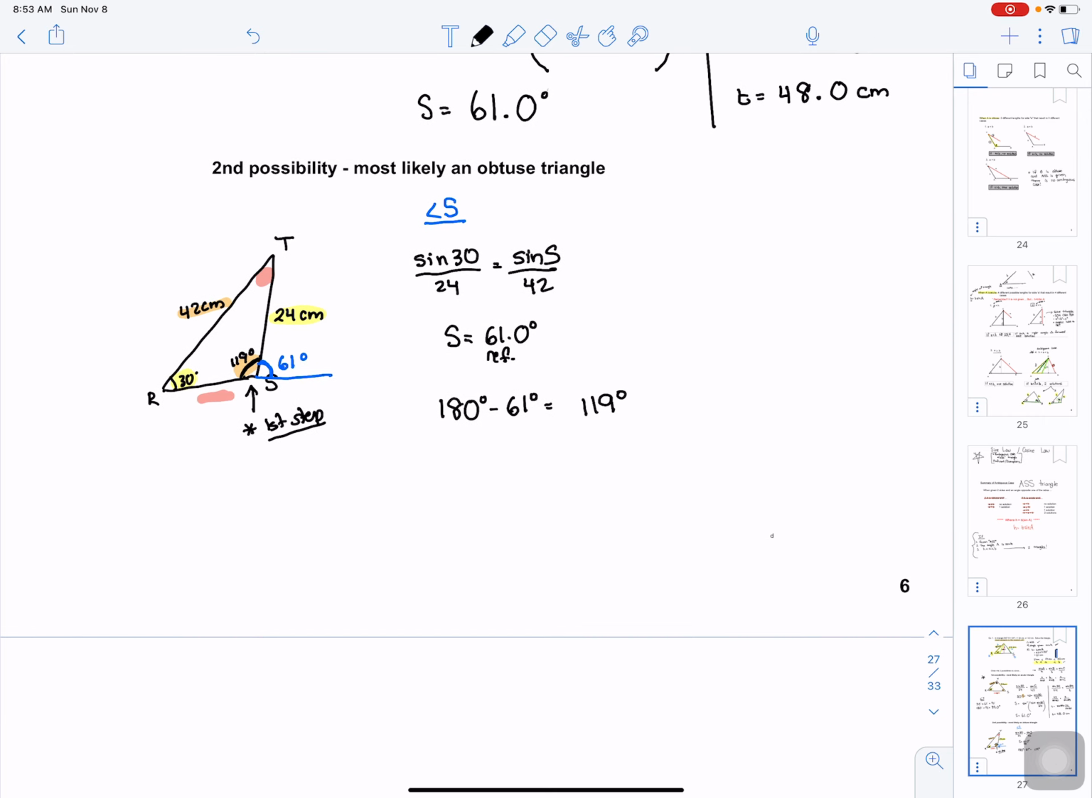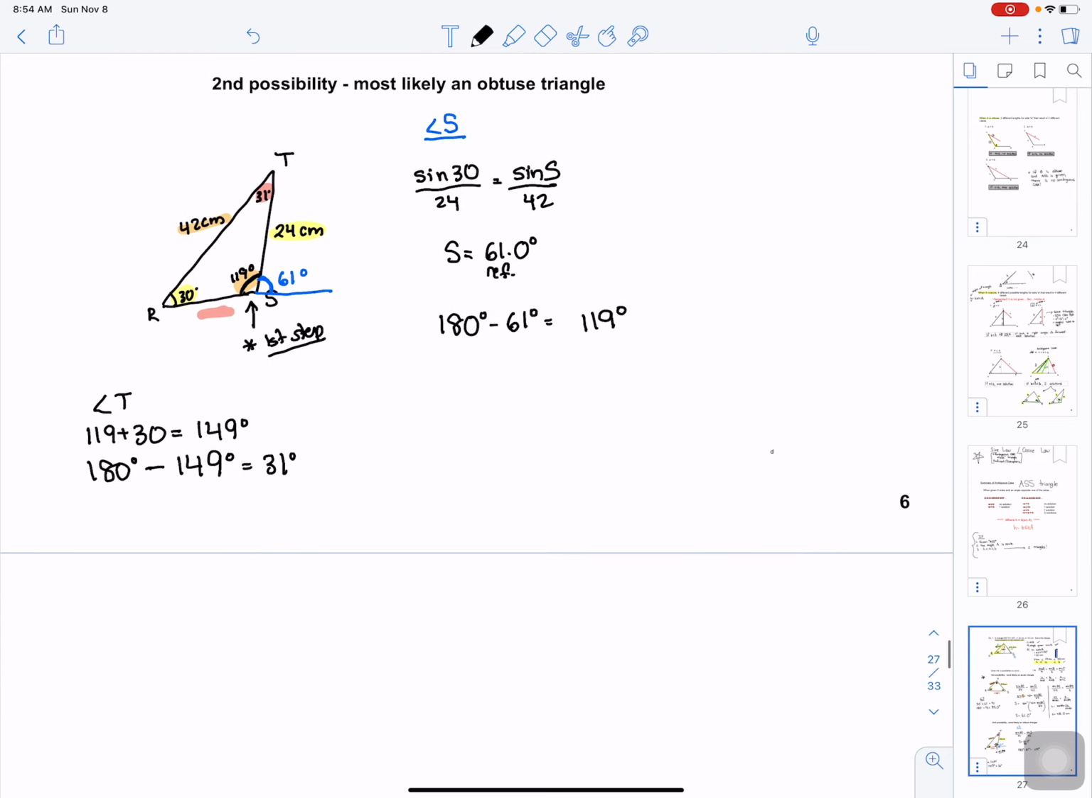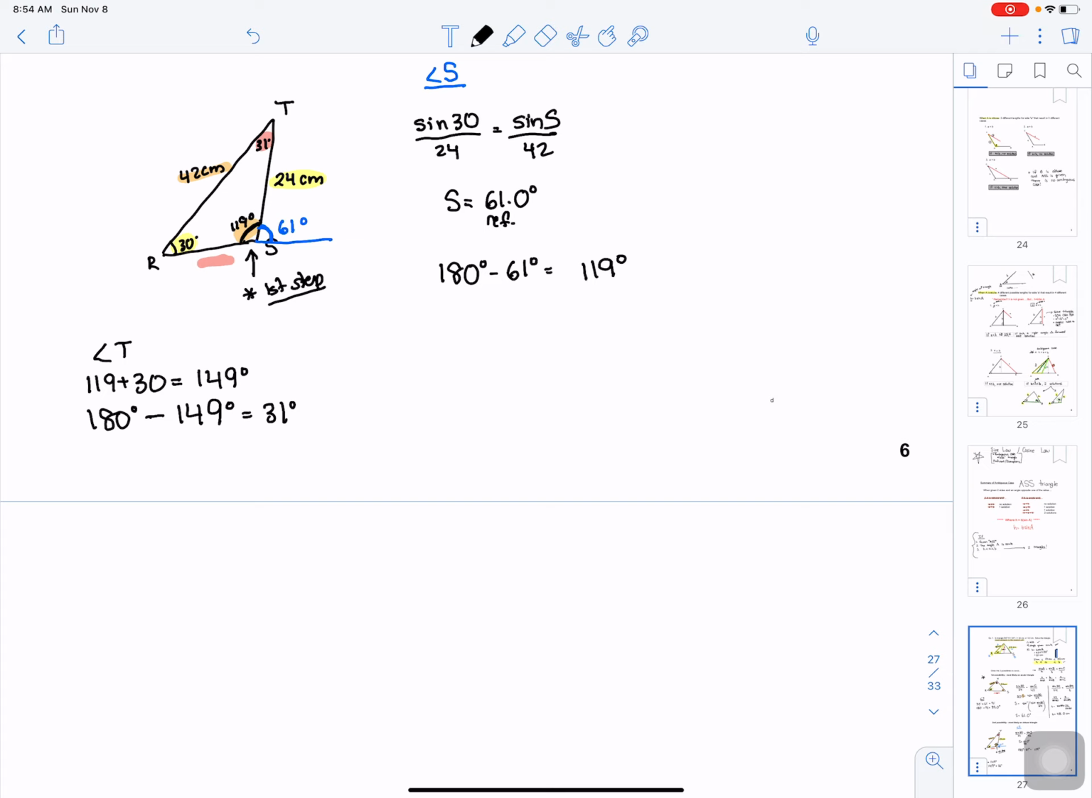Now I'm ready to do my angle T. So 119 plus 30 is 149 degrees. I know that the total angles in the triangle add up to 180 degrees. I'm going to subtract off 149 degrees, and I get this angle to be 31 degrees. And then again, I can use sine law to set up my other missing side using what I had before. So I'm going to use the yellow stuff, that yellow pairing, because that was the initial information given to me.